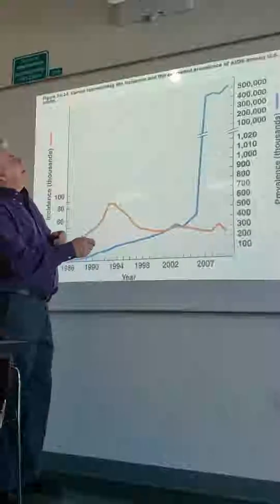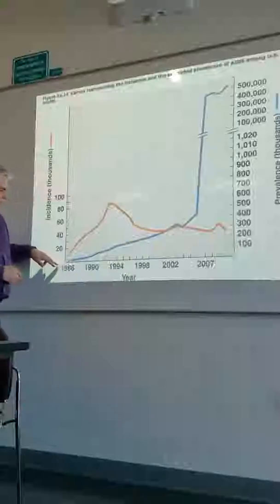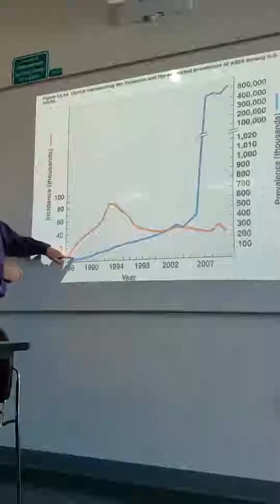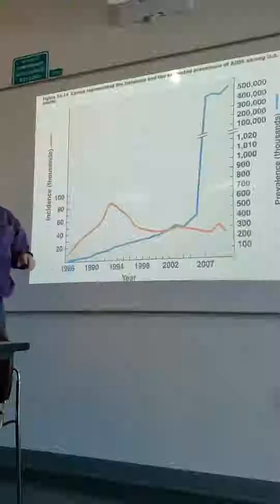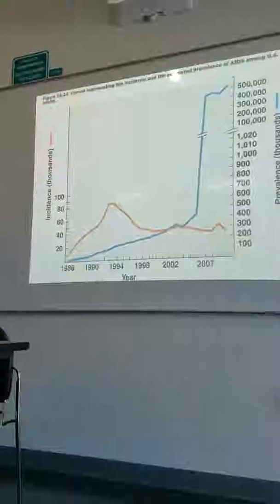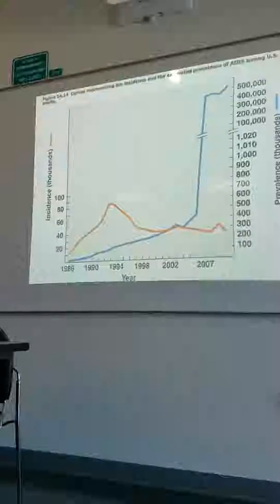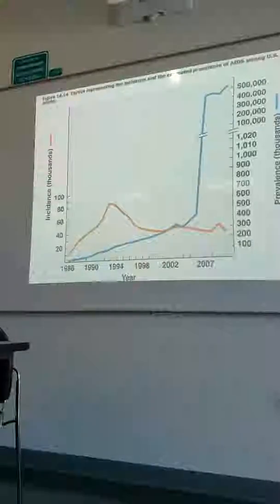So this is, among the US, incidence rate is going to be yearly here. That's how they would have done it, if you have the bars. What's happening here? Why does prevalence keep going up even though incidence starts going down?